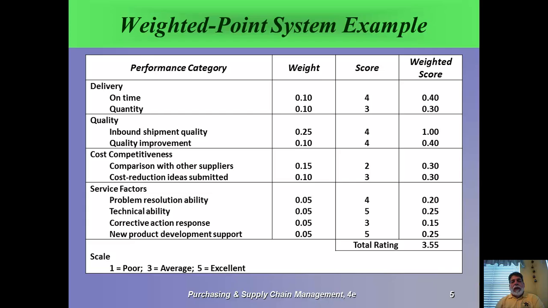You add it up, and notice this supplier came up with a 3.55. And you want to write it down someplace, well, it does at the bottom, and the scale says 1 equals poor, 5 equals excellent. So they are between average and excellent. Very good system. It's one that you can use very easily.